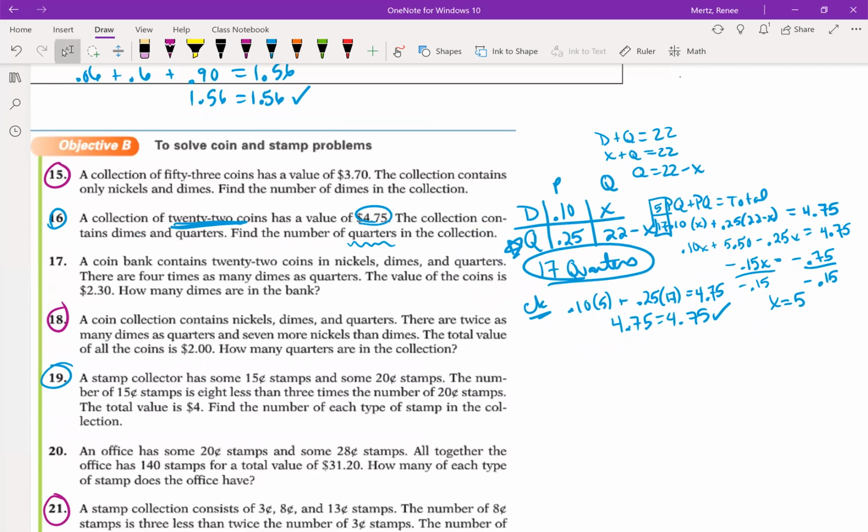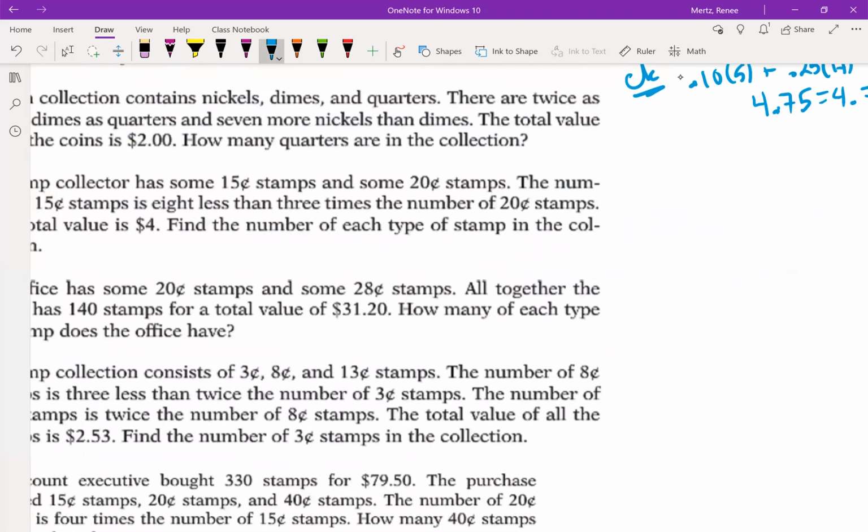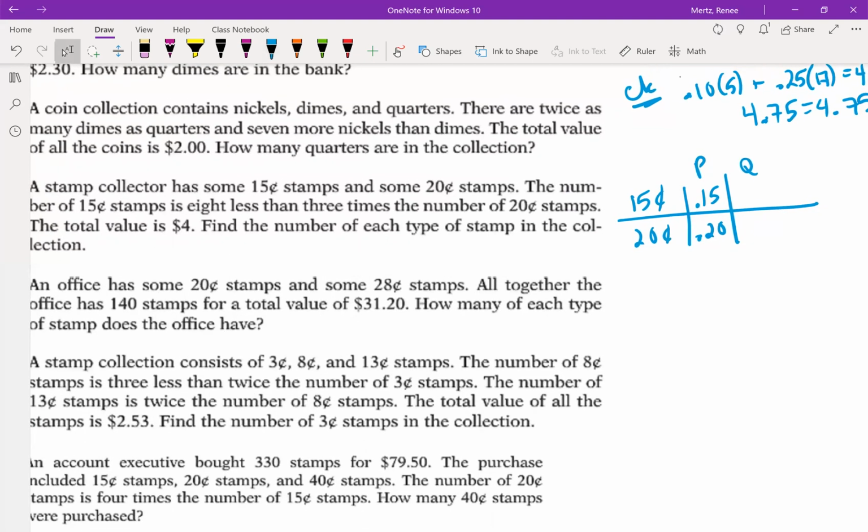And then the last one I want to look at together is number 19. It says a stamp collector has some 15-cent stamps and some 20-cent stamps. So I'm going to make my chart. We have 15-cent stamps and 20-cent stamps. Our price, 0.15, 0.20. Okay, now let's read about the quantities. The number of 15-cent stamps is 8 less than. So remember, less than, switch the order. 3 times the number of 20-cent stamps.